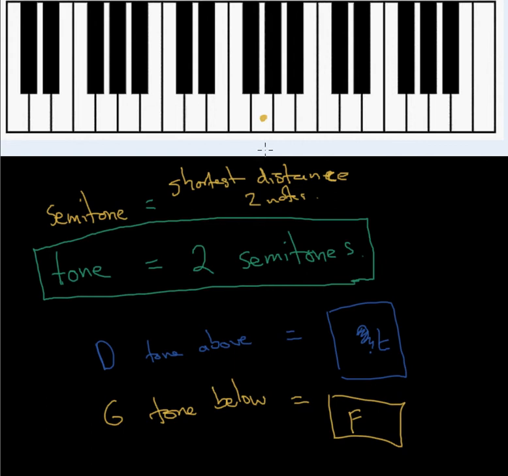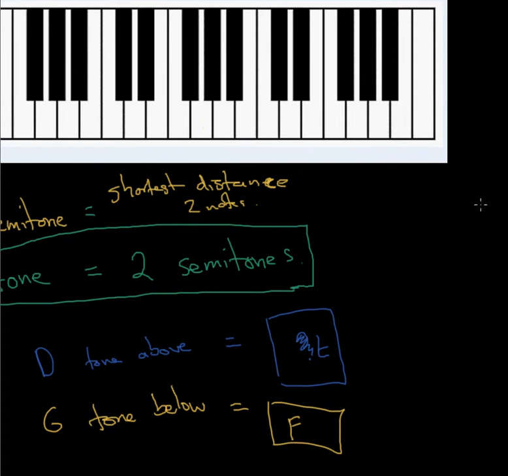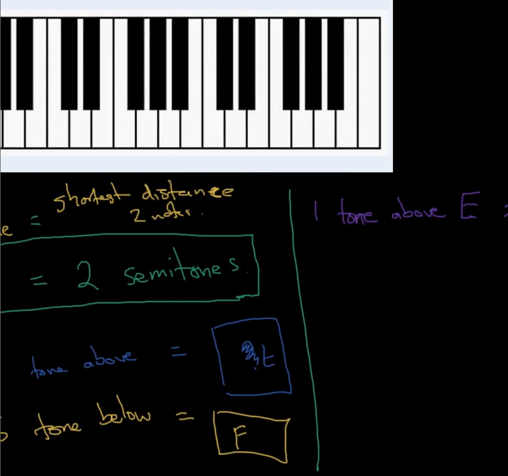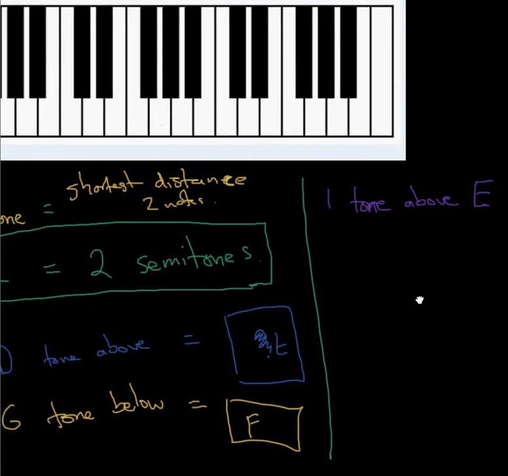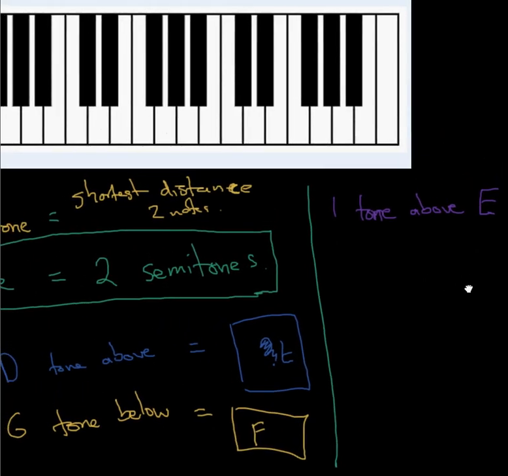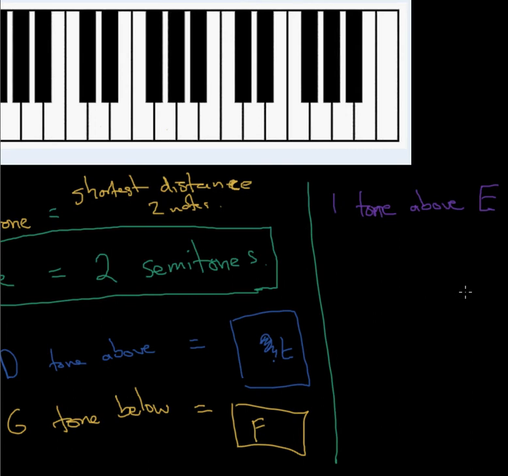Let's try to do another one. I'm going to try to trick you on this one. Let's choose a different color. One tone above, let's say E. What is one tone above E? I encourage you to pause the video, think about it, and have the answer ready for when you press play again.